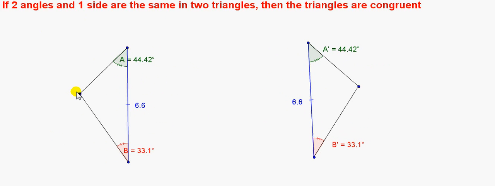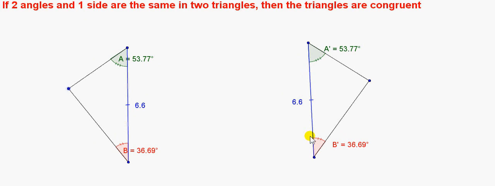So we need to have two angles the same in both triangles. Well, actually, if two angles are the same in two triangles, then the three angles must be the same, because the three angles sum to 180 degrees. So I could have rephrased this as saying, if the angles and one side are the same in two triangles, then the triangles are congruent.